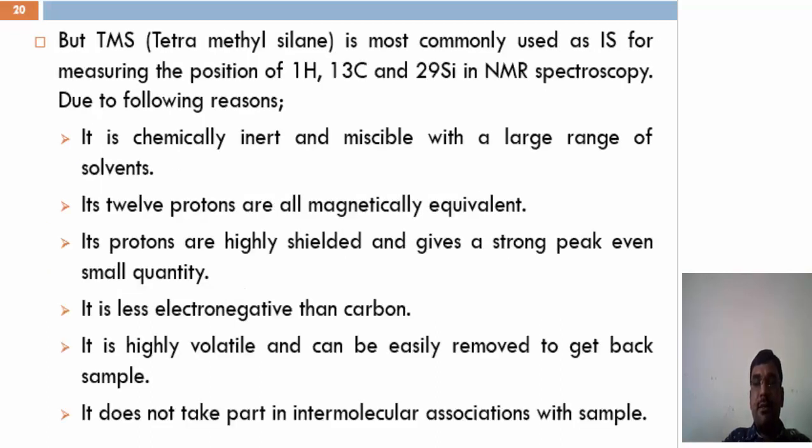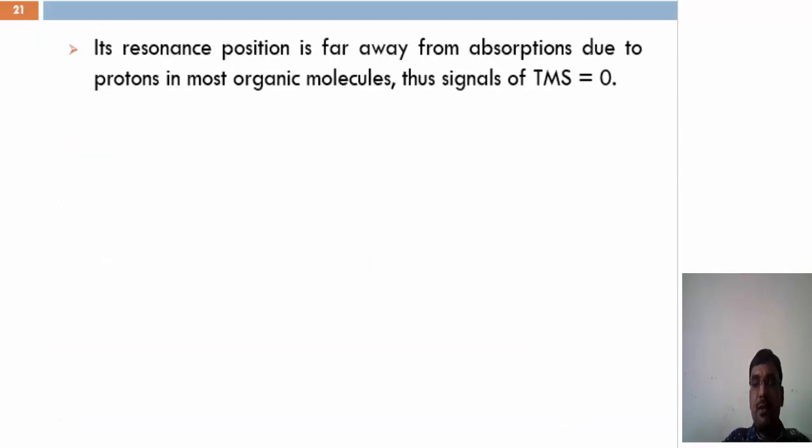Internal standard. TMS is used as an internal standard because it is chemically inert and miscible with a large range of solvents. Its 12 protons are all magnetically equivalent, highly shielded, and give a strong peak even in small quantity. It is less electronegative than carbon. It is highly volatile and can be easily removed to get back the sample. It does not take part in intermolecular association with the sample. Its resonance position is far away from absorption due to the protons in most organic solvents.